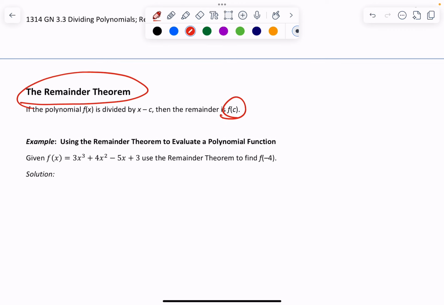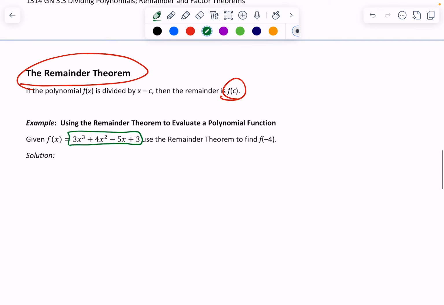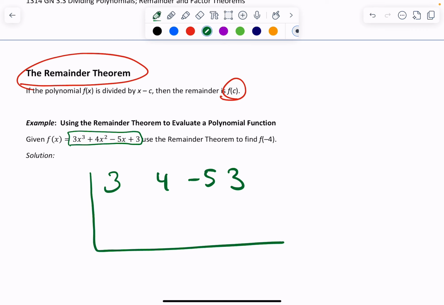So we have 3x cubed plus 4x squared minus 5x plus 3. This is in descending order, and it's not missing any terms. So we're going to write the coefficients, 3, 4, -5, and 3. And now we're using -3 here as the divisor.